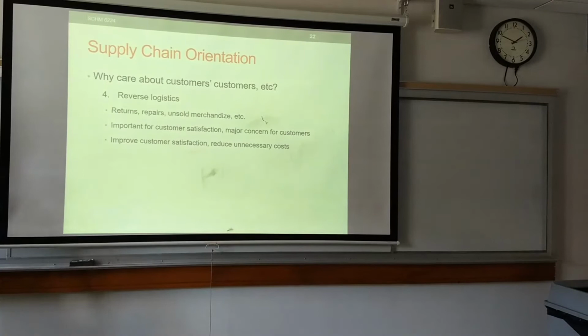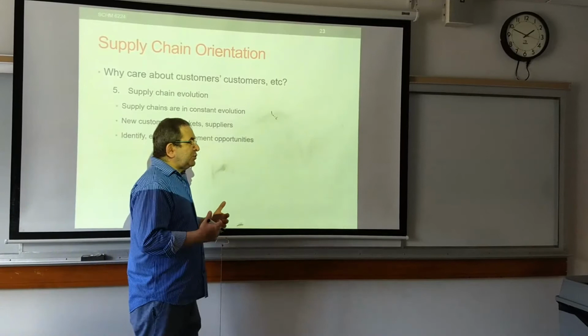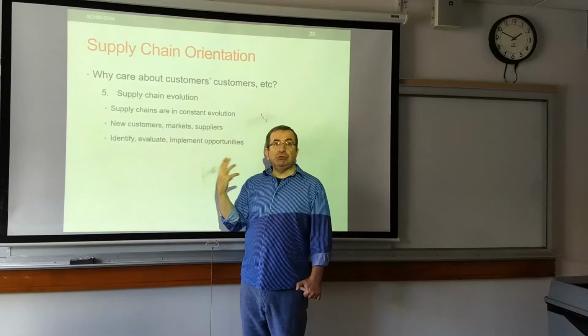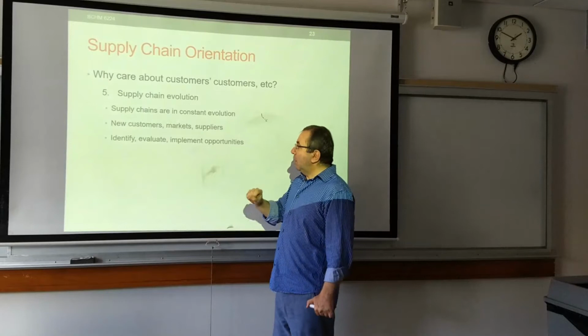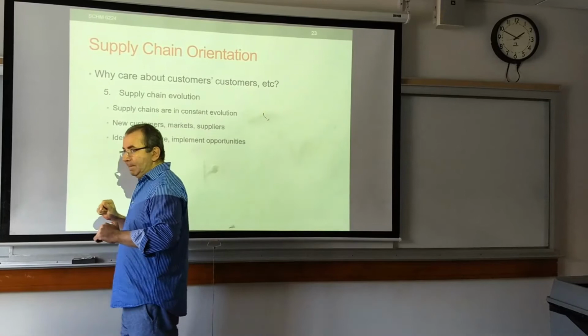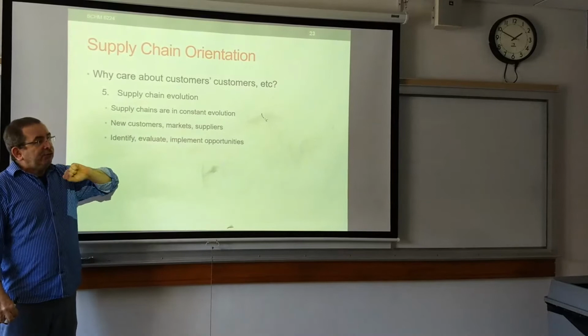And lastly, if you think about consumer products and distribution channels, there's always new companies, new customers, new markets, new suppliers, new opportunities, okay? So it's a good idea to keep an eye on what's going on with your distributors, retailers, and consumers, etc., to identify growth opportunities for your company, okay? So these are five reasons, and there could be more, for why you should look beyond your immediate tier one customers.